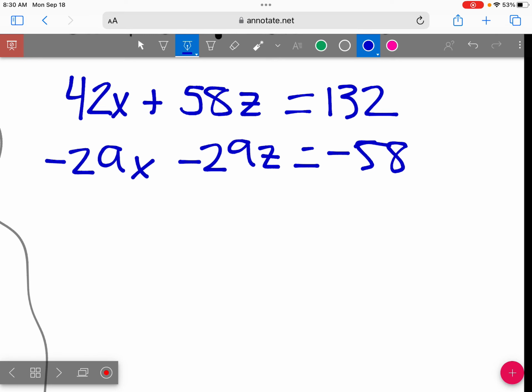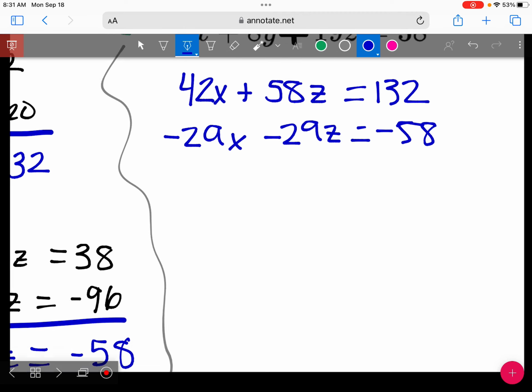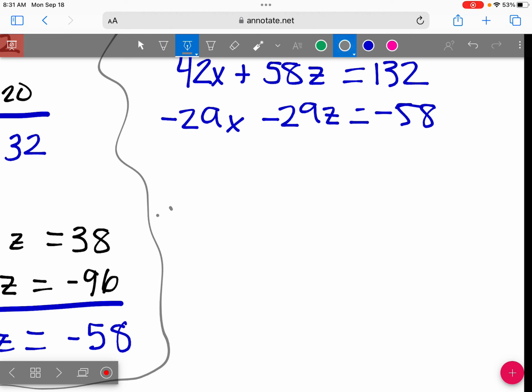You could just multiply by the coefficients of the other equation because it's really hard to spot something that's nice in here. We could multiply the top one by 29 and the bottom one by 42, or the top one by 29 and the bottom one by 58. You're going to get really, really big numbers. Or we could notice that 29 times 2 is 58, and all we got to do is multiply this bottom one times 2, and we'll be ready to eliminate.